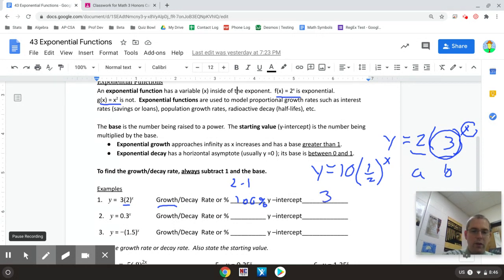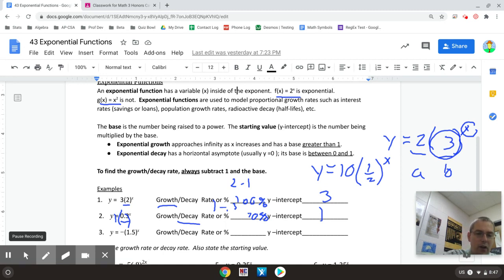Okay, on this one, this is a decay because the base is smaller than 1. To figure out how much smaller than 1, I do 1 minus 0.3, which is 0.7, which is 70%. Always move the decimal 2 places to make it a percent. And then the y-intercept is the number I'm multiplying by in front. This time you don't see something multiplying in front, so the truth is it's an understood 1 in front of that. So the y-intercept is 1. If you don't see something in front of your base, it's an understood 1.